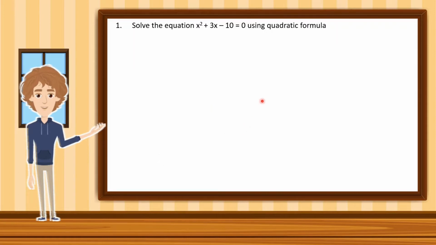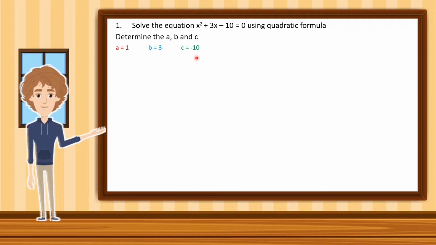Let us now use the quadratic formula by solving the equation x squared plus 3x minus 10 is equal to 0. The first thing that we need to do is determine the a, the b, and the c. In this particular equation, our a is 1, which is the coefficient of x squared. Our b is 3, which is the coefficient of x. And our c is the constant term, which is negative 10.